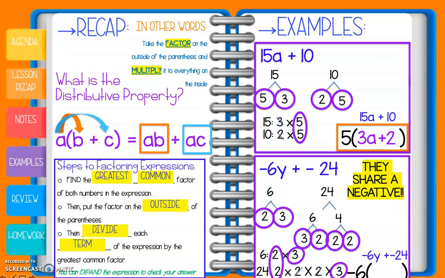To get our inside pieces, we're going to divide. So we have negative 6y divided by negative 6. Negative 6y divided by negative 6 is just positive 1y, and we just write that as a y because we know a negative divided by a negative is a positive. So we're going to do the same thing with 24. We have negative 24 divided by negative 6. A negative 24 divided by a negative 6 gives us a positive 4. So our factored expression is negative 6 parentheses y plus 4.